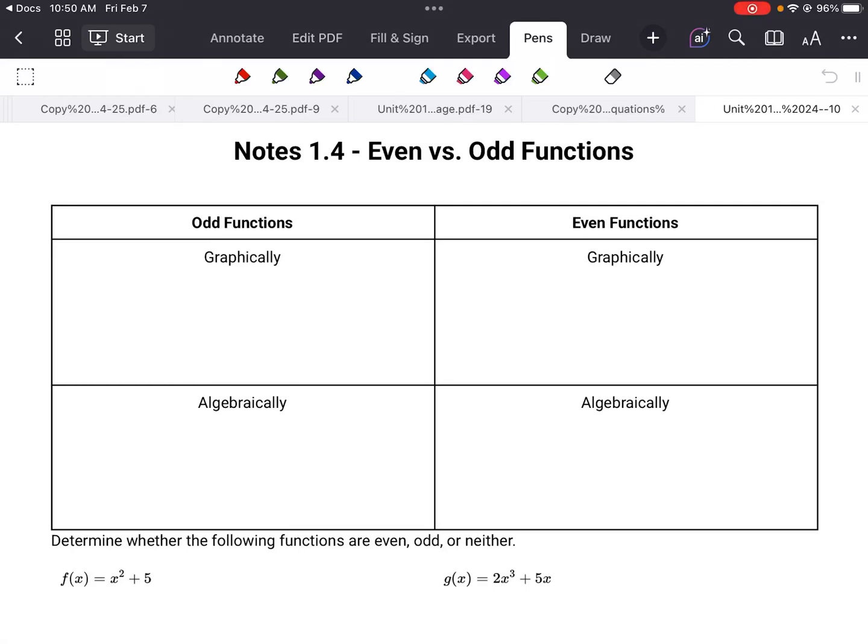Hello again. We're moving on to lesson 4 of our first unit. This lesson is even versus odd functions. So we'll work with some definitions to start here.